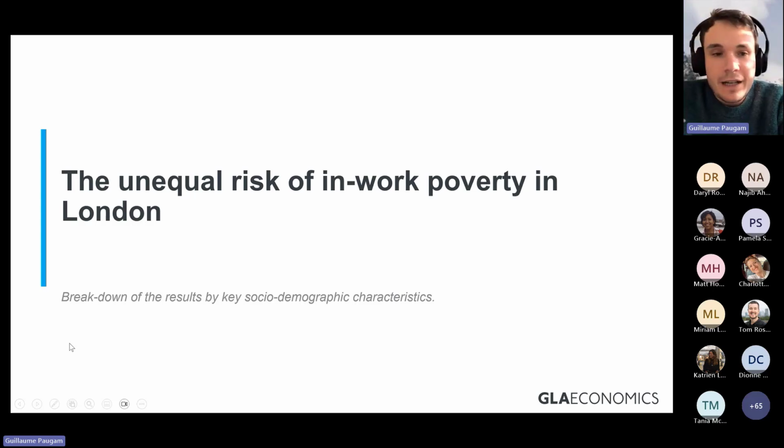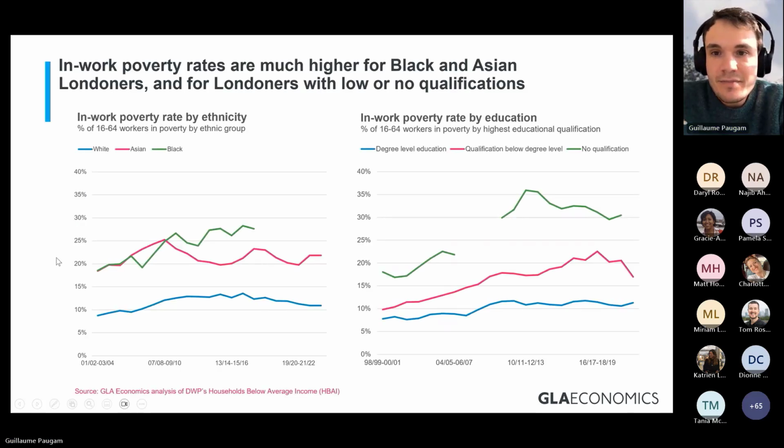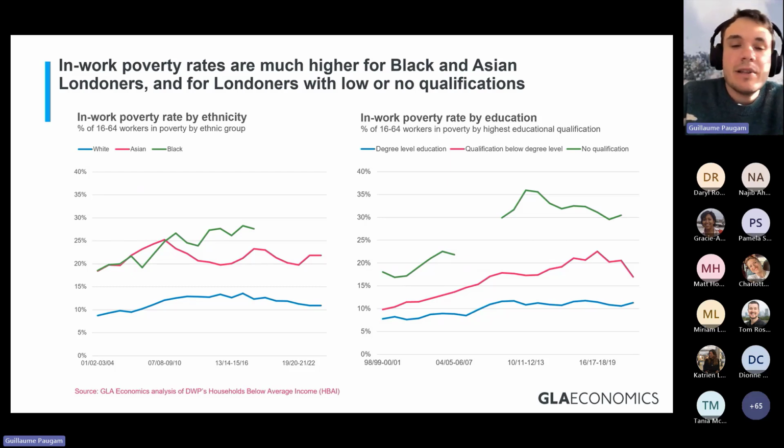Okay, so now I've finished the labor market parts in terms of looking at the type of jobs. I wanted to then look at the unequal risk of in-work poverty in London by a few key socio-demographic characteristics. The two main forms of inequalities here that I found were in terms of ethnicity and in terms of education. And here the data, when you look at fine-grained characteristics, is not great, which explains the break in the time series. I don't show the years where the data is not reliable enough. In terms of ethnicity, the graph on the left, unfortunately, I cannot break it down by more groups because the data was too limited for that.